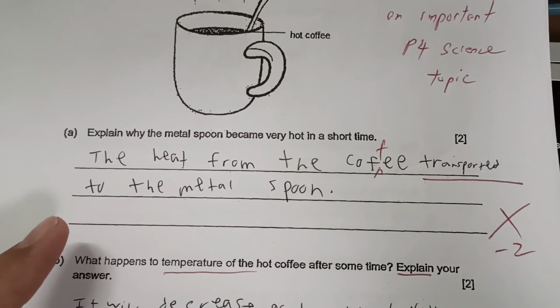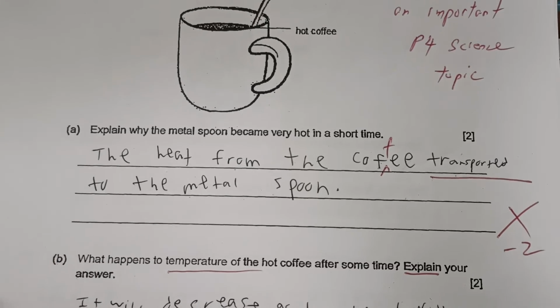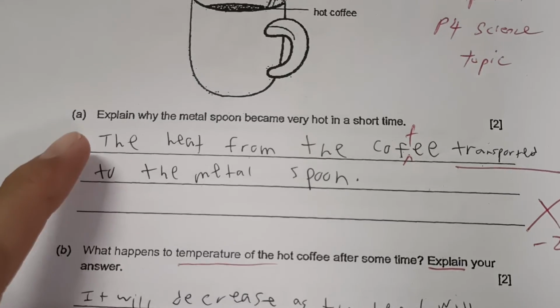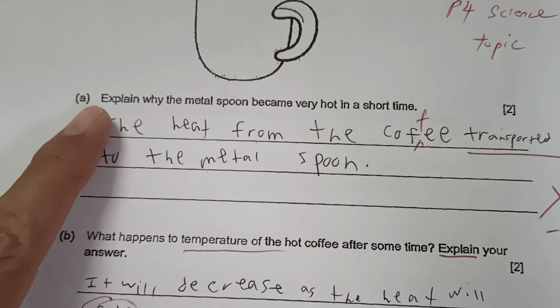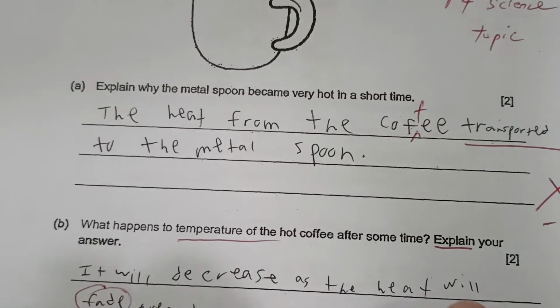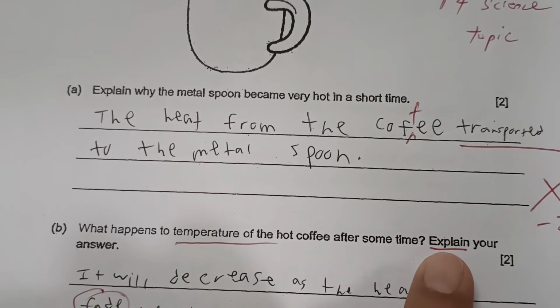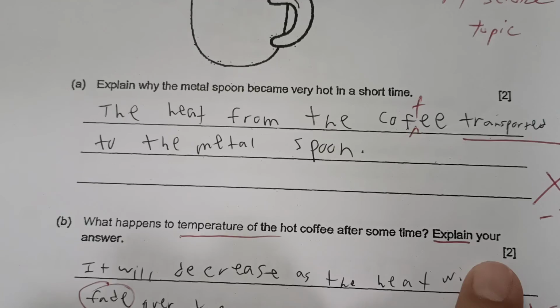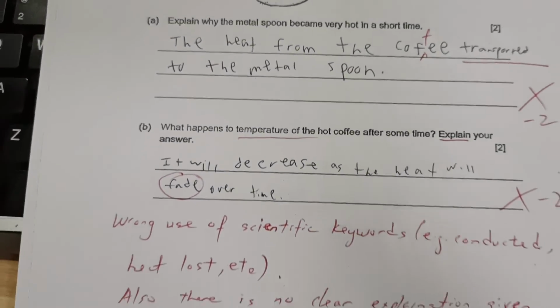So do encourage your child to give a more precise and more detailed explanation, especially in questions involving the word explain. You can see explain here and also explain here. For these types of questions, 2 marks usually require about 4 short sentences to answer.